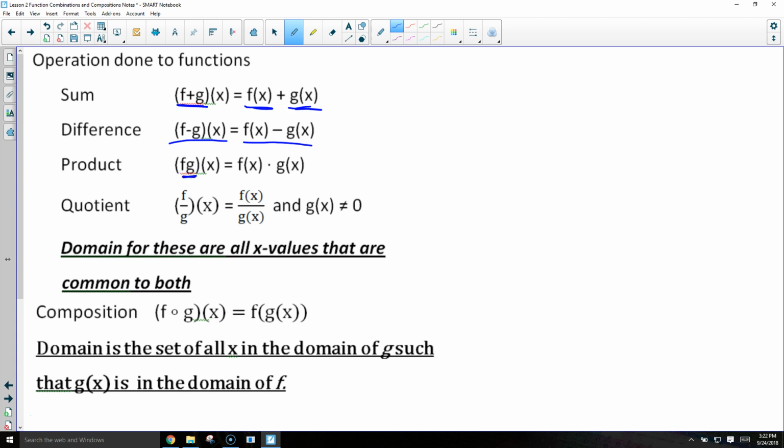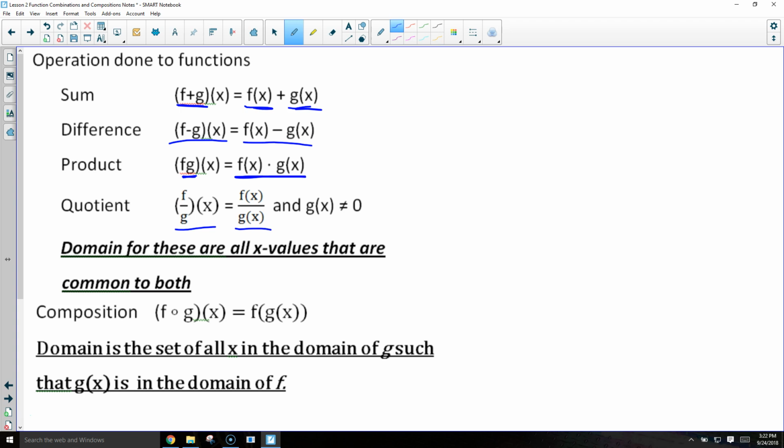fg stands for f times g, so you want to take function f times function g, and then dividing stands for f divided by g of x, noting that g of x cannot equal 0 because then we would be dividing by 0. The domain for these values is all x values that are common to both. So in other words, it's the numbers that are in the domain of g that are also in the domain of f. The composition of functions is a little bit different.